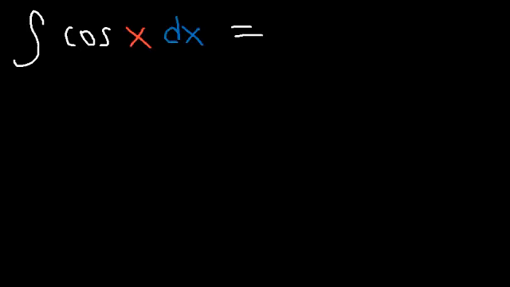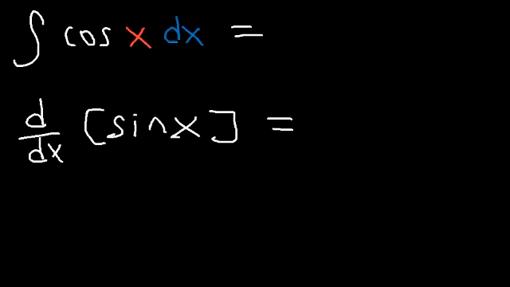Now let's move on to our next example. Let's go over the integration of trigonometric functions. Now, what is the antiderivative of cosine x dx? What's the answer? The derivative of what function is cosine? It turns out that the derivative of sine x is cosine x. So therefore, the antiderivative of cosine is sine x plus c.